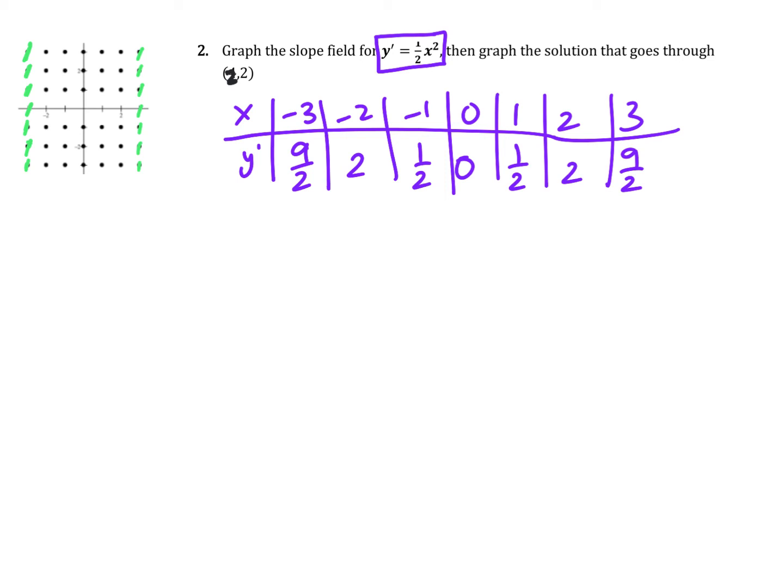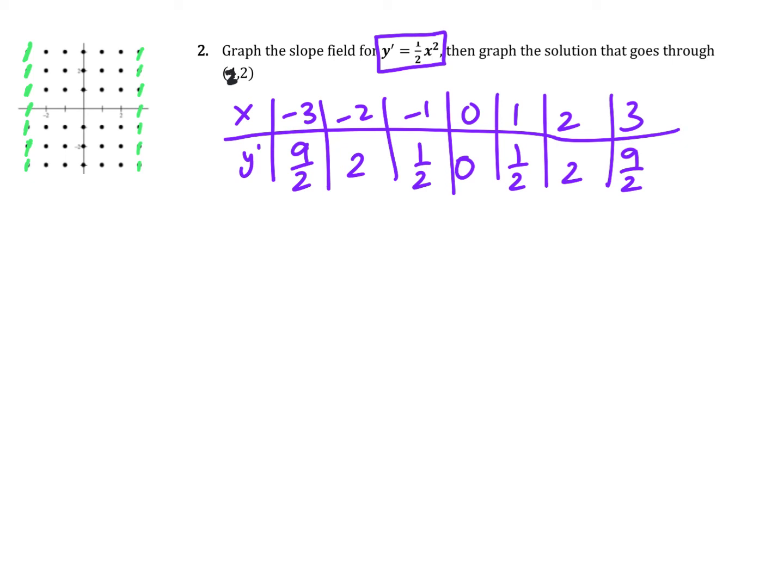When x is 2 or -2, the slope is 2. So we're thinking up 1 over 2. So go ahead and pause the video and add those slopes in. And then go ahead and do 1/2 and 0 as well. So just fill in this slope field and then unpause the video and see how you did.